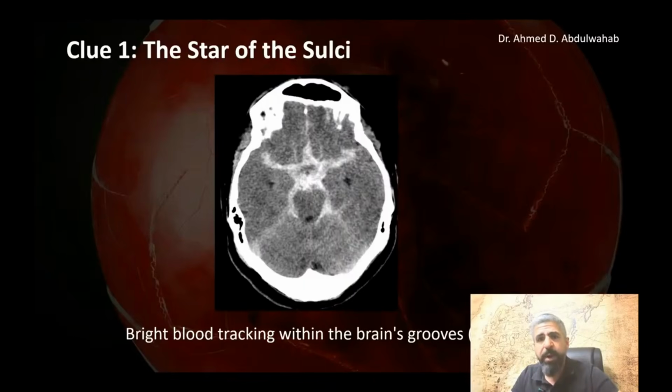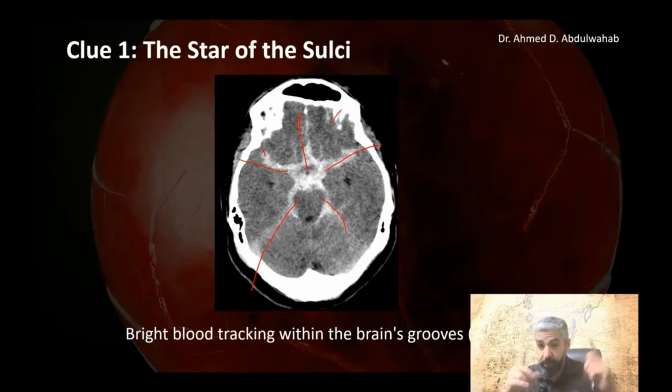Now, clue number one, call it the star of the cell site. Look at the star pattern, okay? In the cisterns, the white lines in the cell site. Look here, okay? This is subarachnoid blood. In trauma, it's usually at the site of impact. If it is only in the basal cistern without trauma, think aneurysm.